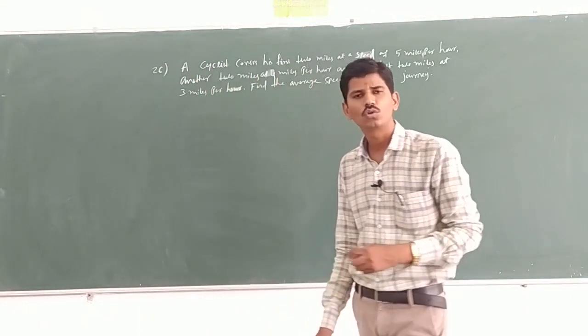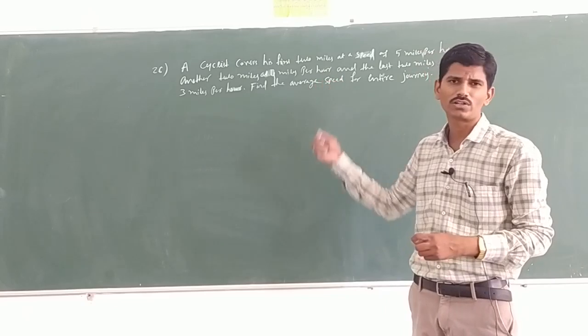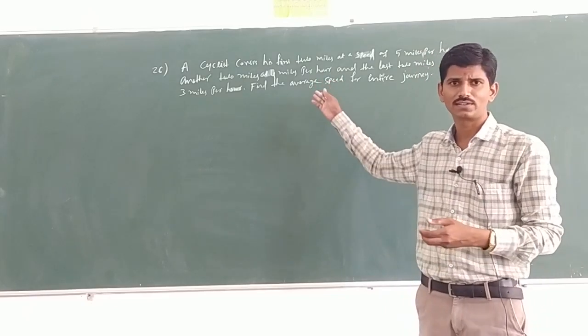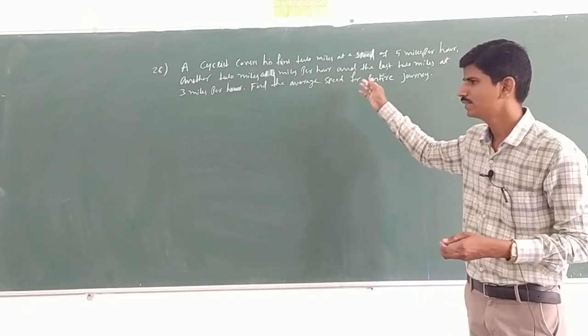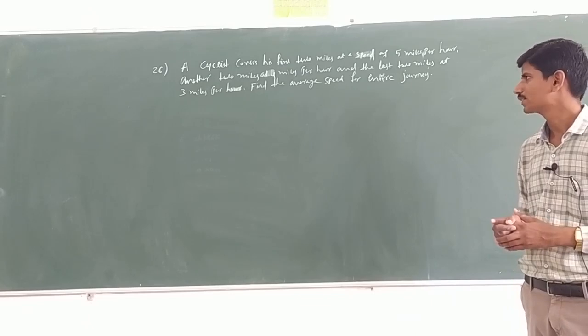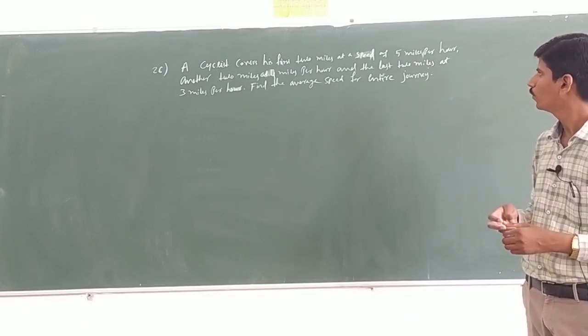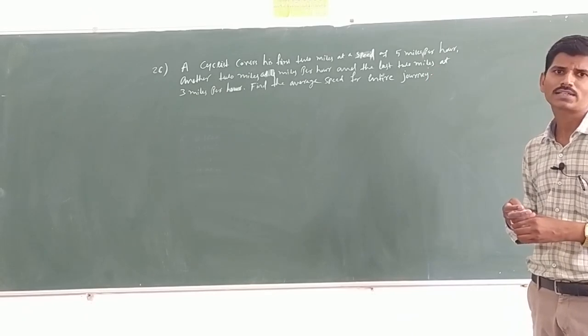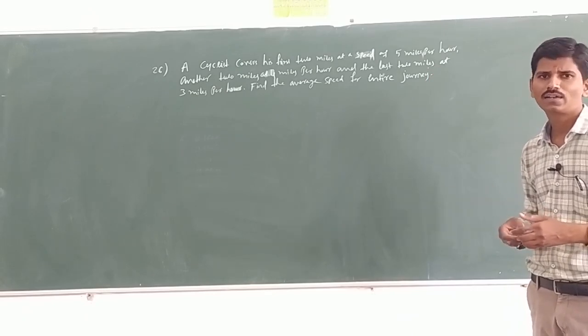It is homework. Here they are given the x values. It is also the discrete, that is ungrouped, case. We have to apply HM equal to small n divided by sum of 1 by x. The x values are 5, 4, 3. Then we have to calculate 1 by x, then substitute the values, and we will get the answer.